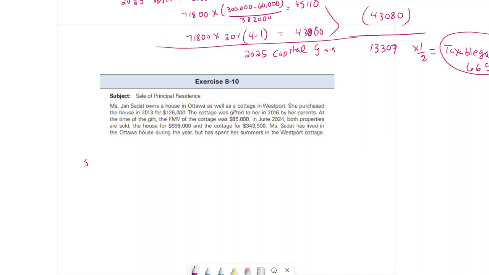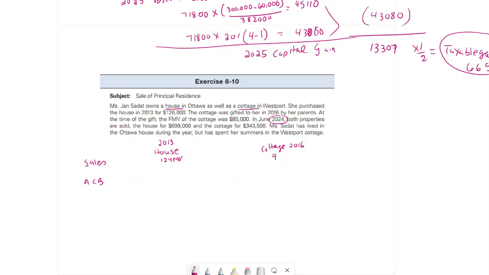So we have a sale price and an ACB, and we have a cottage and a house. So we have a house and we have a cottage. We're doing this in June 2024. She purchased the house in 2013, so the house was owned for 12 years. The cottage was purchased in 2016, and this one was owned for 9 years.